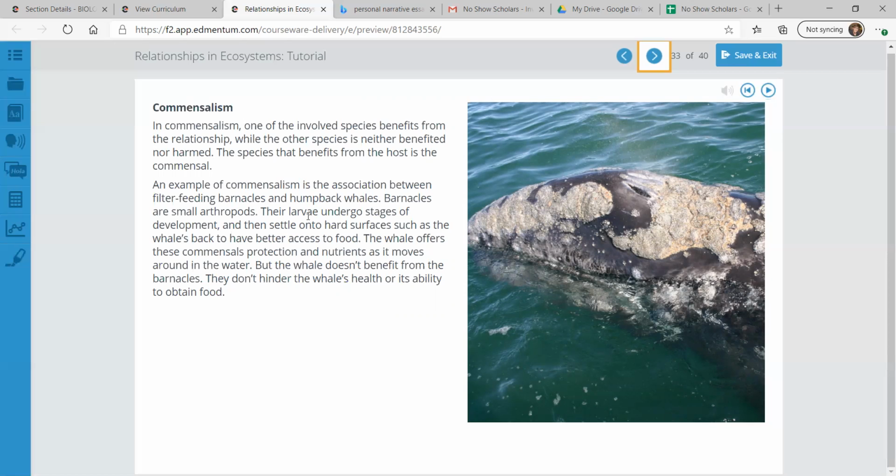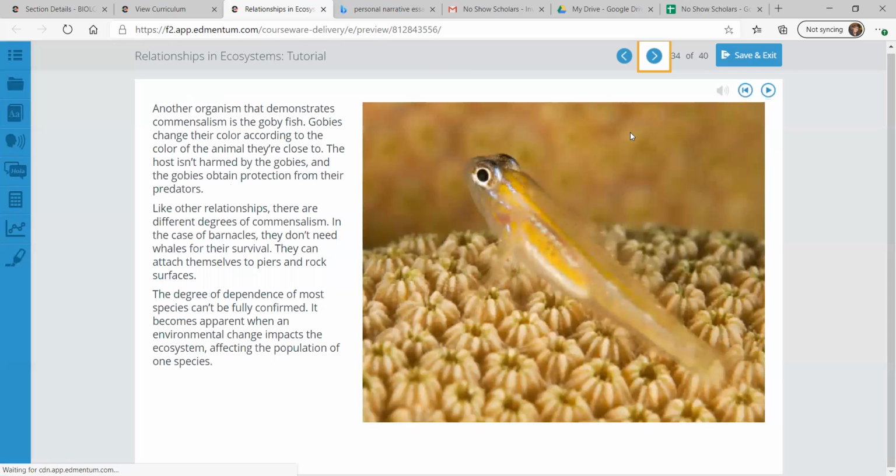But the whale doesn't really benefit from the barnacles, but it doesn't hinder their health either. So it's not a win-win, it's like a win-nothing, and the barnacles are benefiting. But the whale isn't harmed at all.